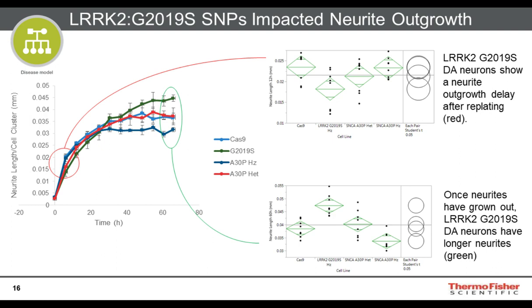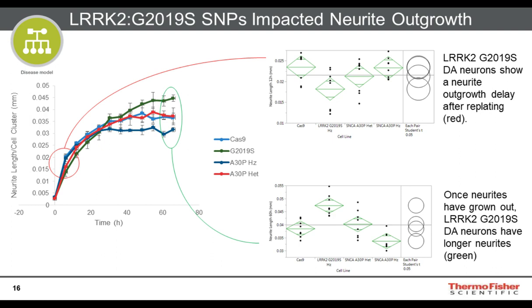So we then took those neurons and replated them and then tracked the outgrowth of neurons over time. So the graph on the left-hand side is basically showing you the neurite length per cell over time. And what you can see in the early outgrowth of the neurons, which is indicated by the red circle and line, and directs you to the top graph, you can see that the LRRK2 G2019S outgrowth of neurites is delayed compared to a Cas9 control and even some of the other dopaminergic disease mutants that we've looked at.